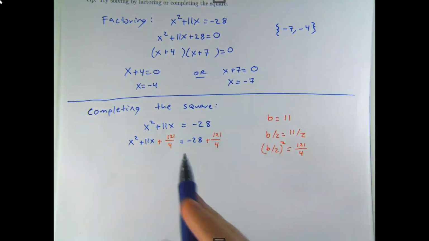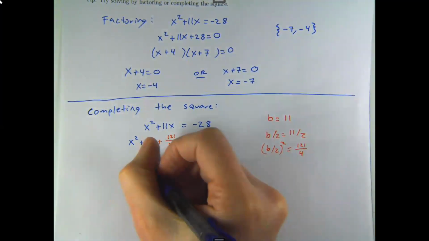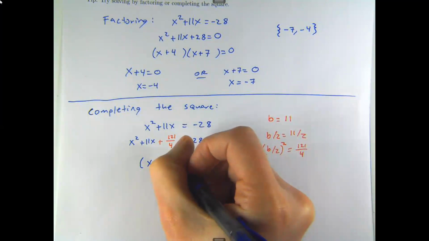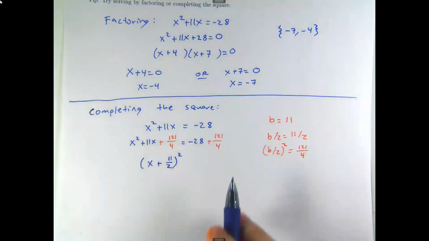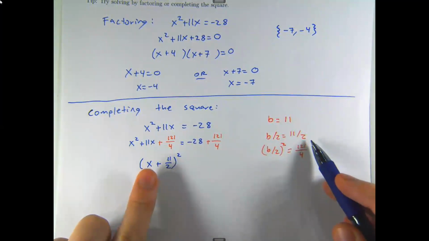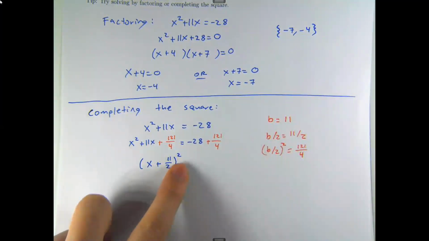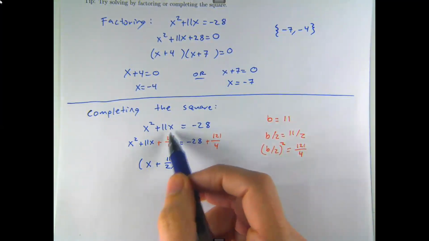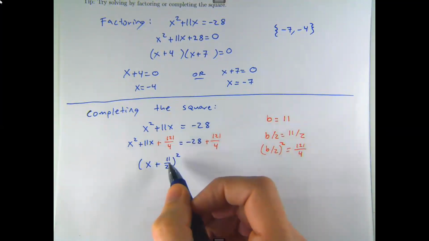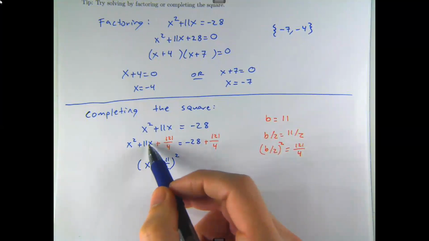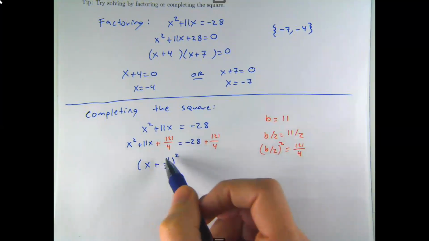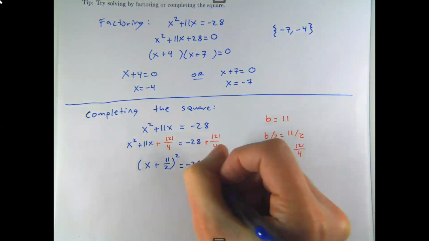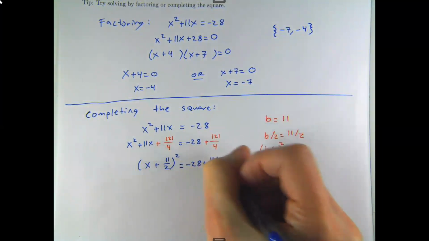So on this side, when I factor this, it's going to factor as x plus that b term over 2, 11 over 2 squared. Completing the square will always complete where it's x plus your b over 2 squared. We can check: 11 over 2 times 11 over 2 is going to give me that 121 over 4. 11 over 2 plus 11 over 2 will add to give me the 11. So if I factored this, it would still give me that same result. On this other side, I have negative 28 plus 121 over 4.